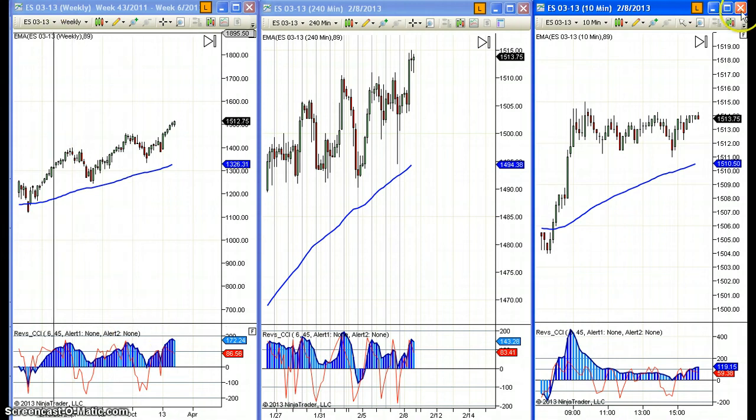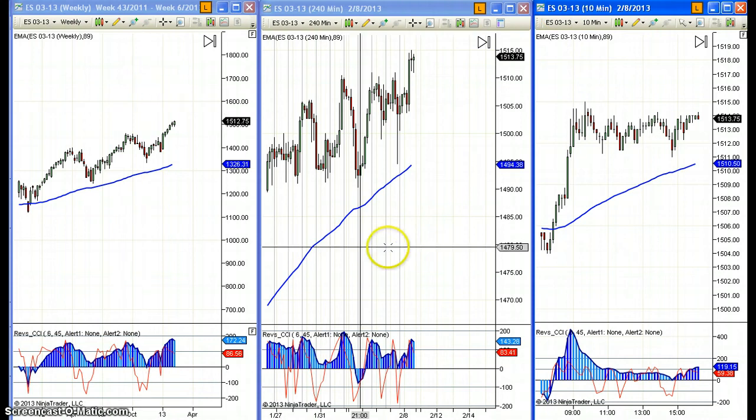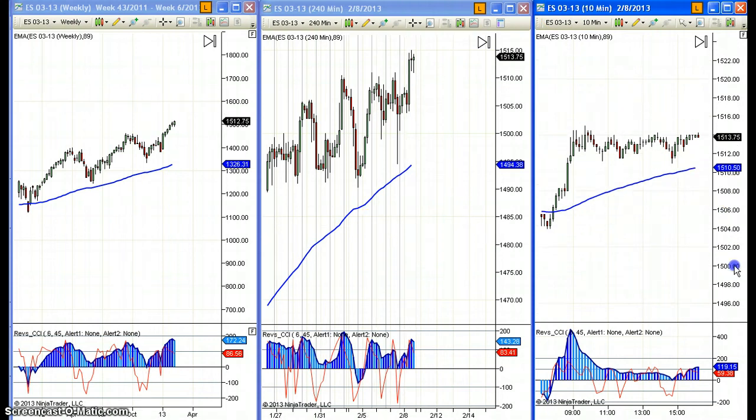I've got 3 time frames. I like to use 3 time frames. I've got a weekly, a 240-minute, and a 10-minute chart. Now this is my favorite setup that I like to use for an intraday basis.